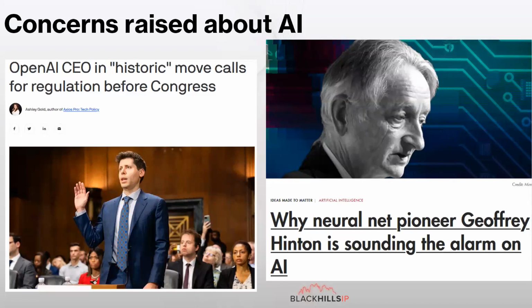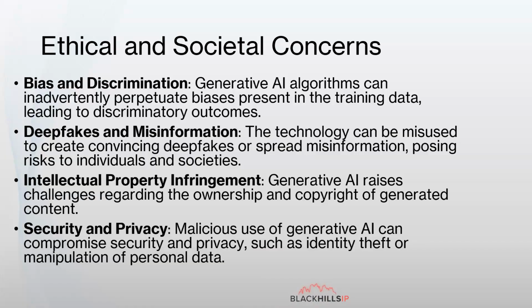So whether it is some of the pioneers in AI like Geoffrey Hinton from Google quitting Google after having worked there for a long time, or the head of OpenAI, Sam Altman, testifying before Congress. All of these efforts by different people are so that attention could be drawn towards the fact that before it gets too late, AI needs to be regulated. So what are some of those ethical and societal concerns that have been expressed?